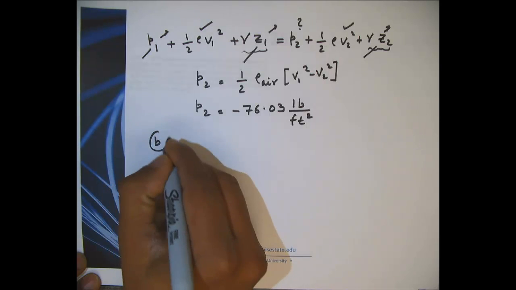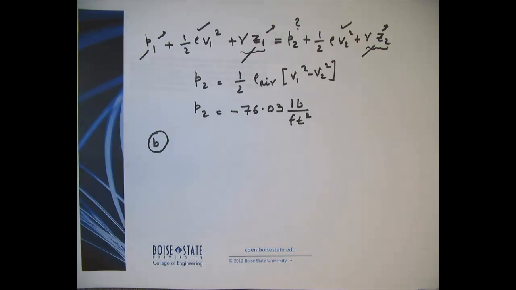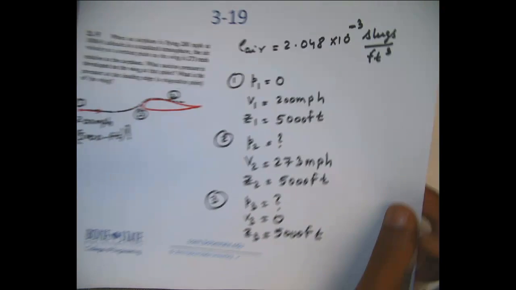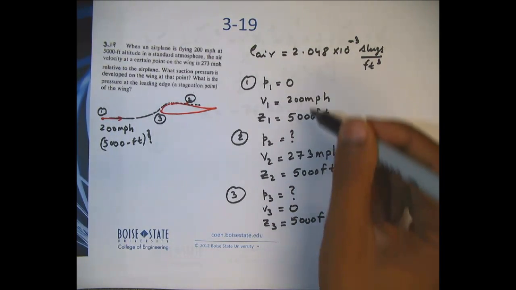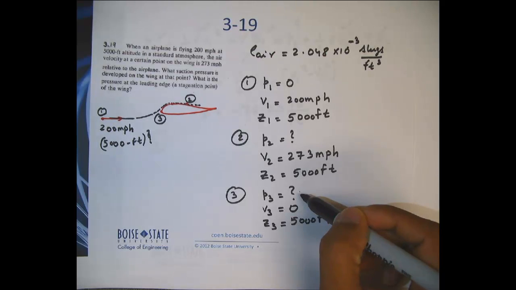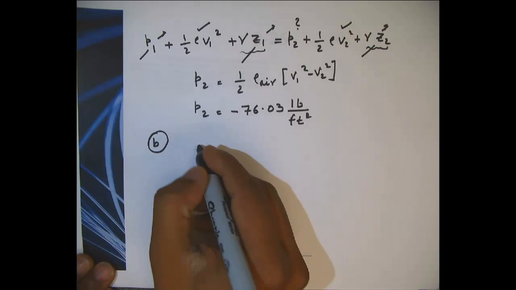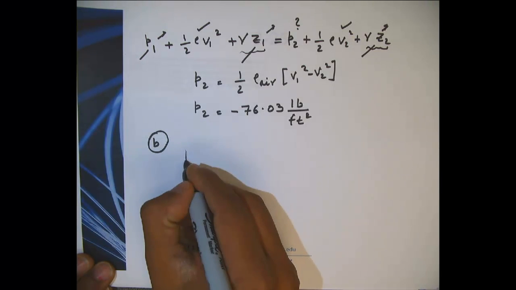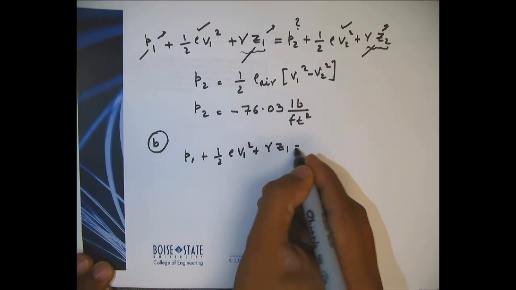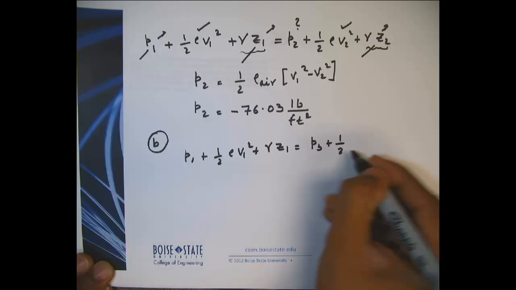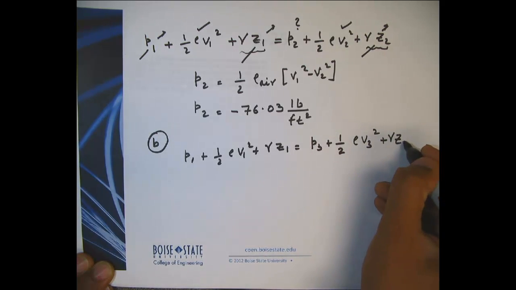Now the second part of the question is we're asked to determine the pressure at 3. If you look again at what we have here, for a streamline going from 1 to 3, you have only one unknown, which is P3, so we can easily solve that. So I can write P1 plus half rho V1 square plus gamma Z1 equals P3 plus half rho V3 square plus gamma Z3.